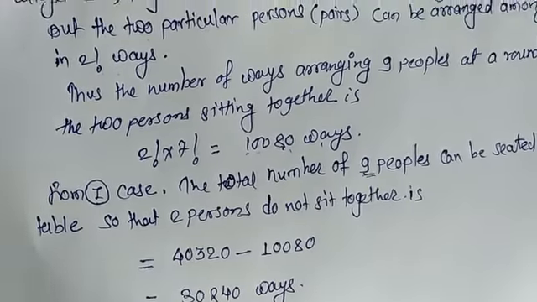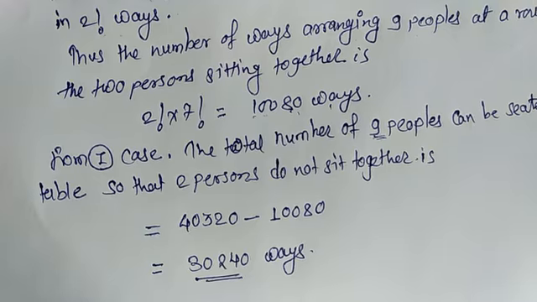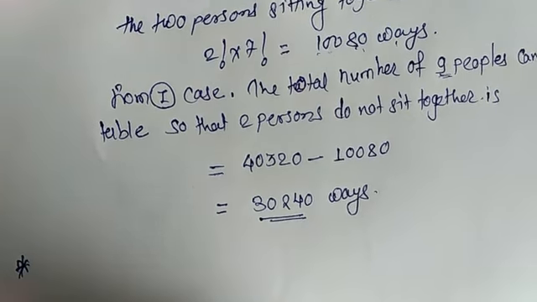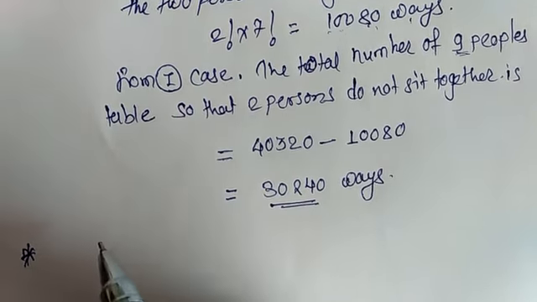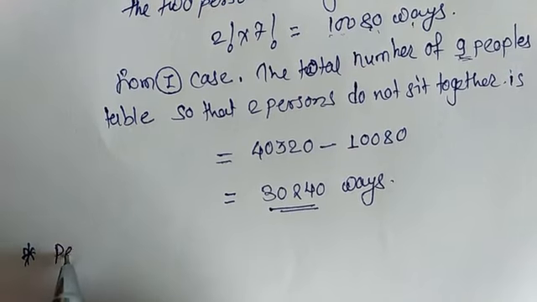Okay, so this is the example related to cyclic permutation. Next is permutations with repetition.